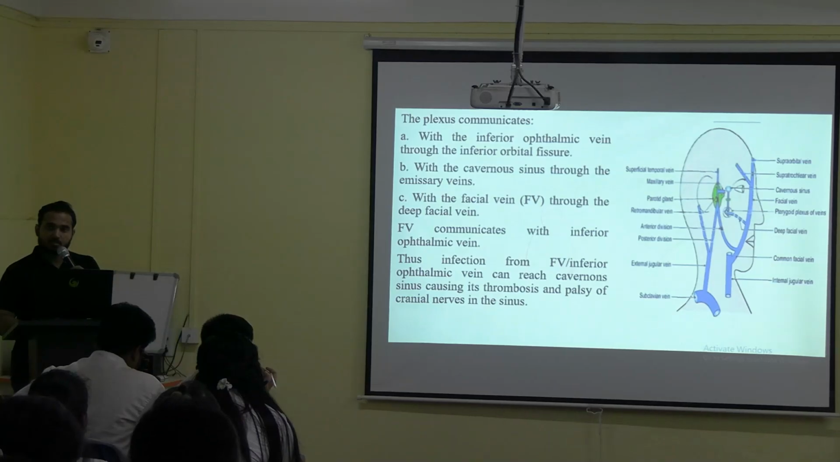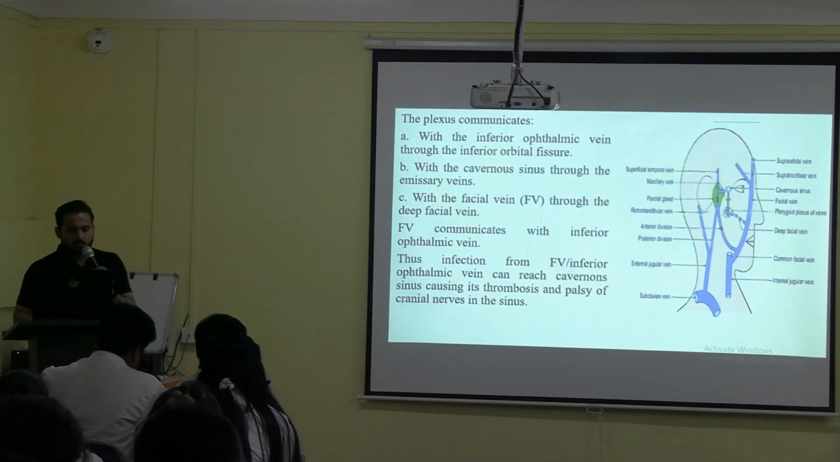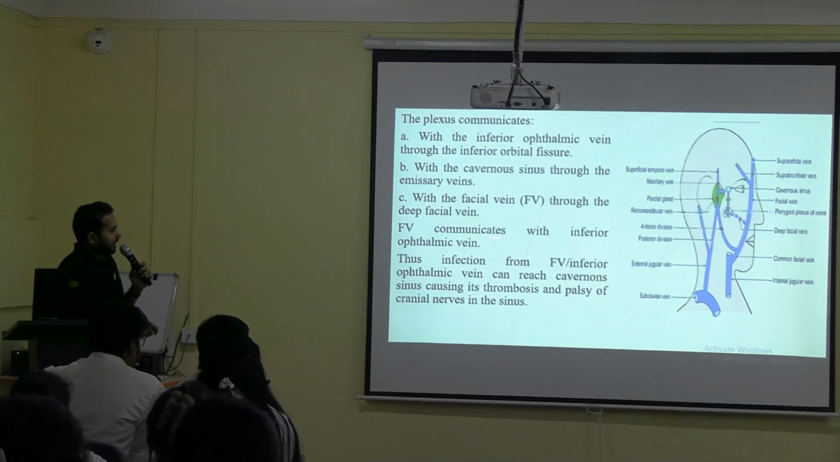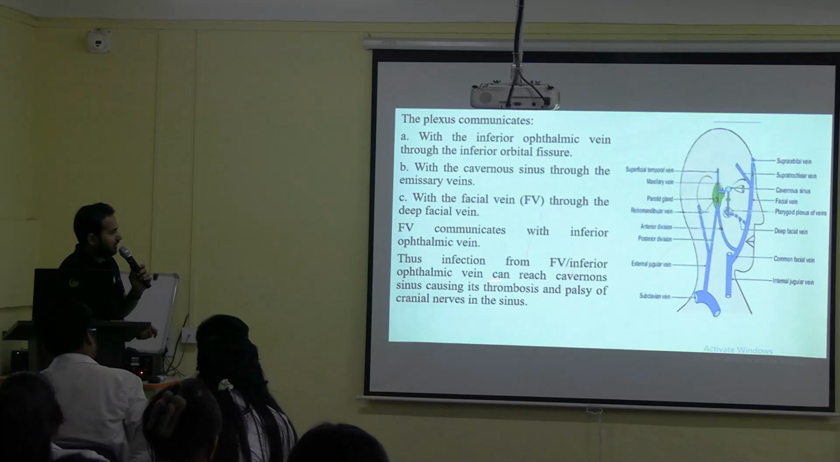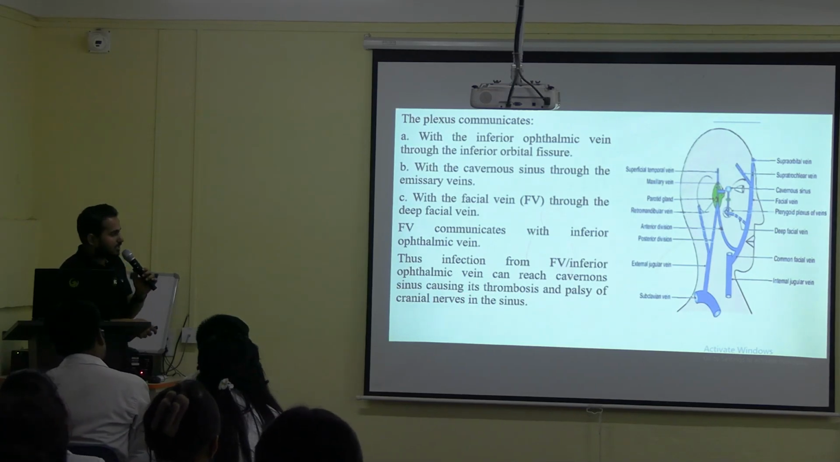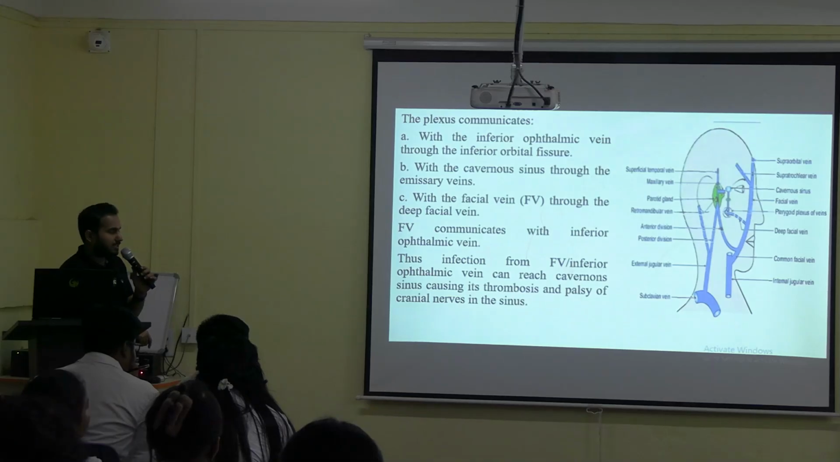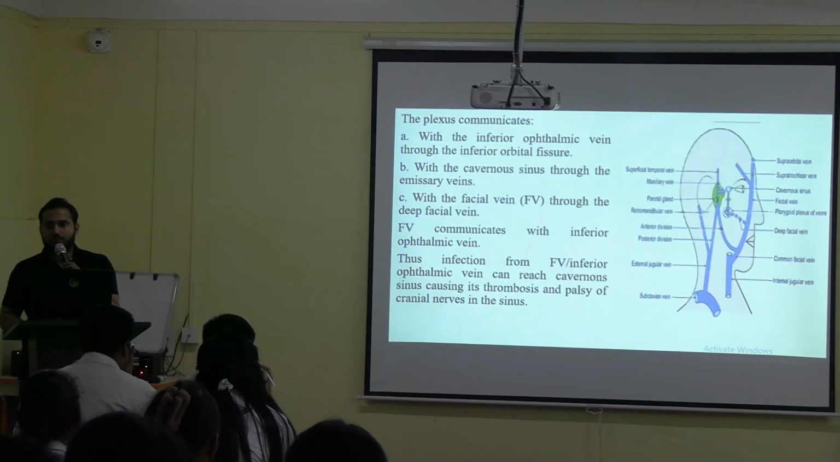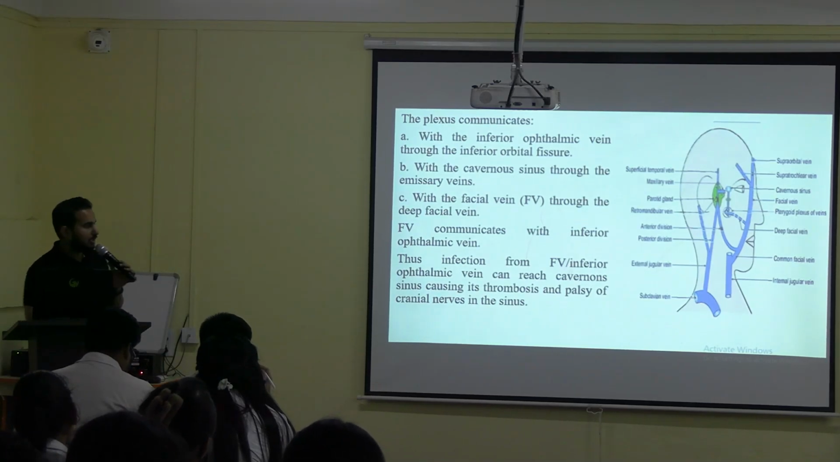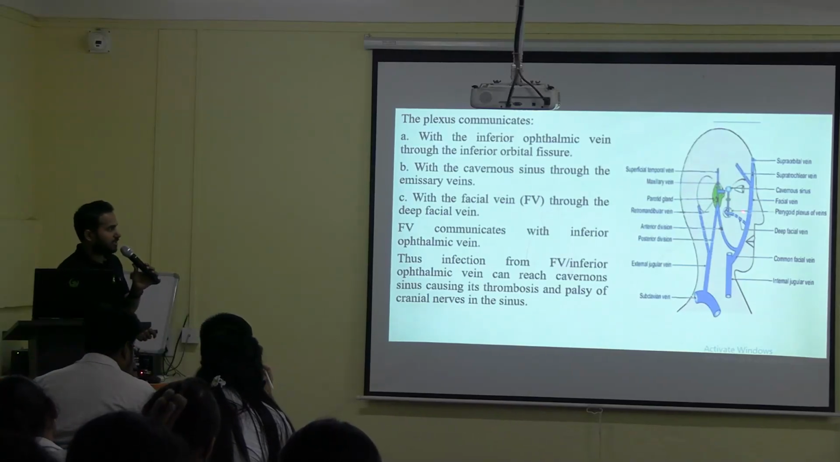Now what is the significance of this communication? The facial vein again communicates with the inferior ophthalmic vein. So if there is any infection from the facial vein or inferior ophthalmic vein, it can reach the cavernous sinus. And once it reaches the cavernous sinus, there may be thrombosis, which may lead to palsy of the cranial nerves. Why? Because there are so many important cranial nerves passing through the cavernous venous sinus. So there is an important clinical significance of the connections of the pterygoid venous plexus.